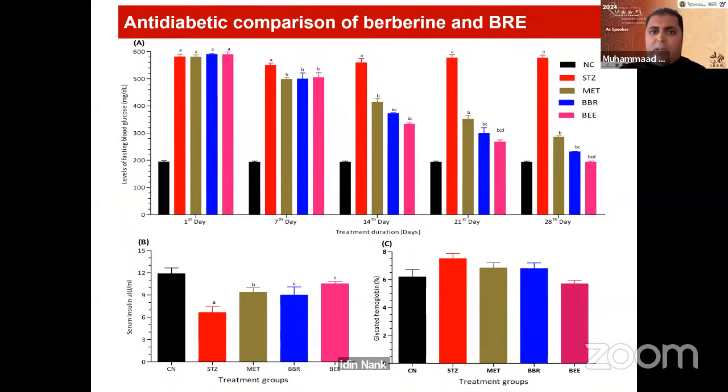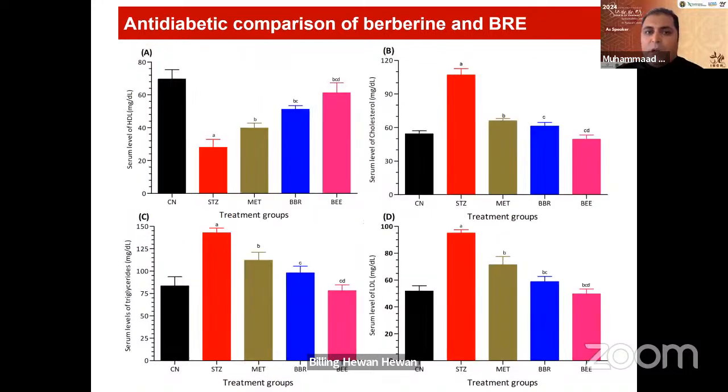In the anti-diabetic study, which was recently published, we induced diabetes using the streptozotocin model, with streptozotocin injected in rats, and then we treated one group with the berberine-rich extract and one group with berberine, and we found that both berberine and berberine-rich extract have a bioequivalent anti-diabetic effect in the rat model.